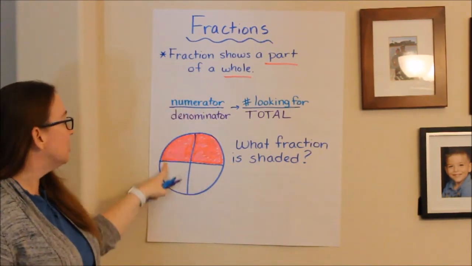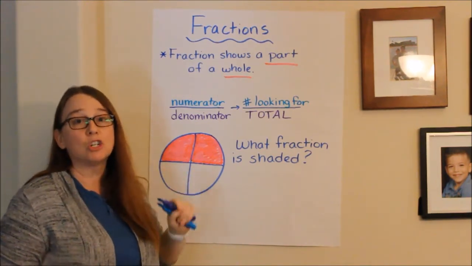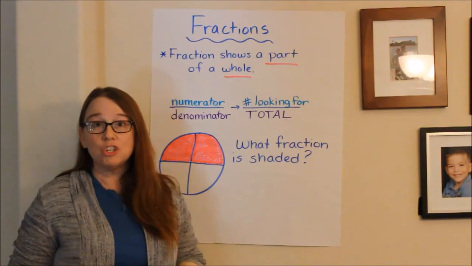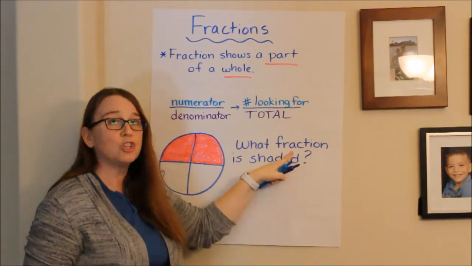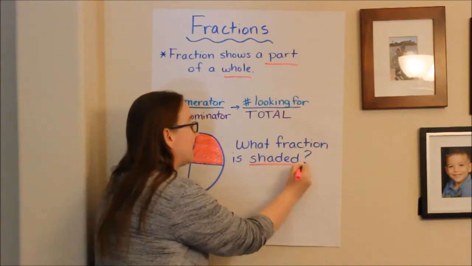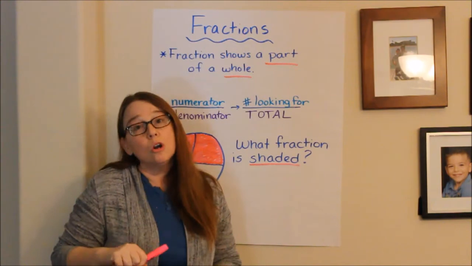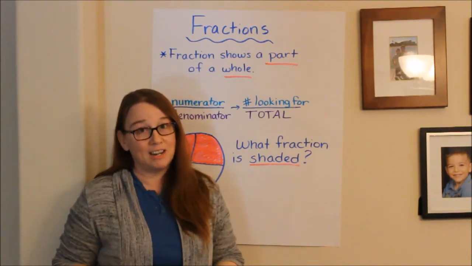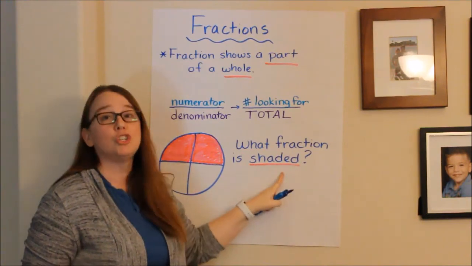In this example, I have a circle that's divided into 4 pieces, and 2 of them are shaded in. What is my question asking me for? Well, my question is asking what fraction is shaded. And it's important to recognize, are they looking for the part that's shaded or sometimes the part that's not shaded? In this instance, we're looking for what fraction is shaded.